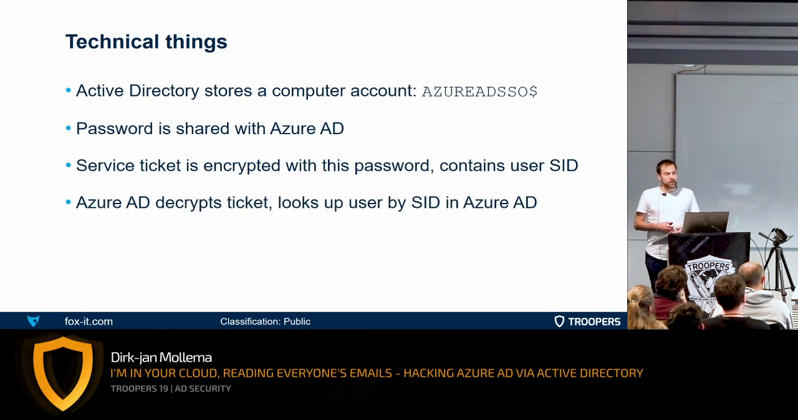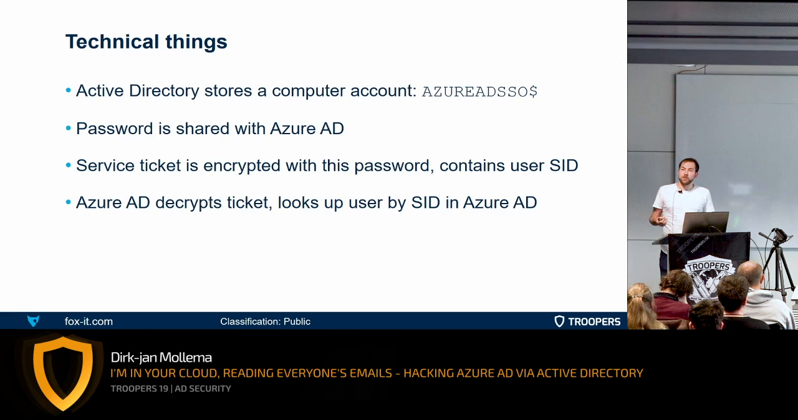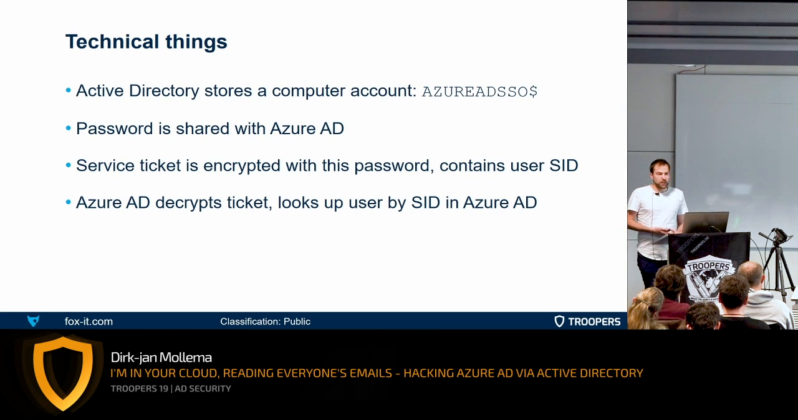So if you present your service ticket to Azure, it can decrypt it, so it knows that whoever issued the ticket knew the password of the account, so it accepts it as valid. And then it looks up the security identifier in Azure AD. So if I have a ticket with, like, SID 1500 and I sign into Azure, it looks it up, oh, it's user 1500, okay, let's sign him in. And I'm logged in.